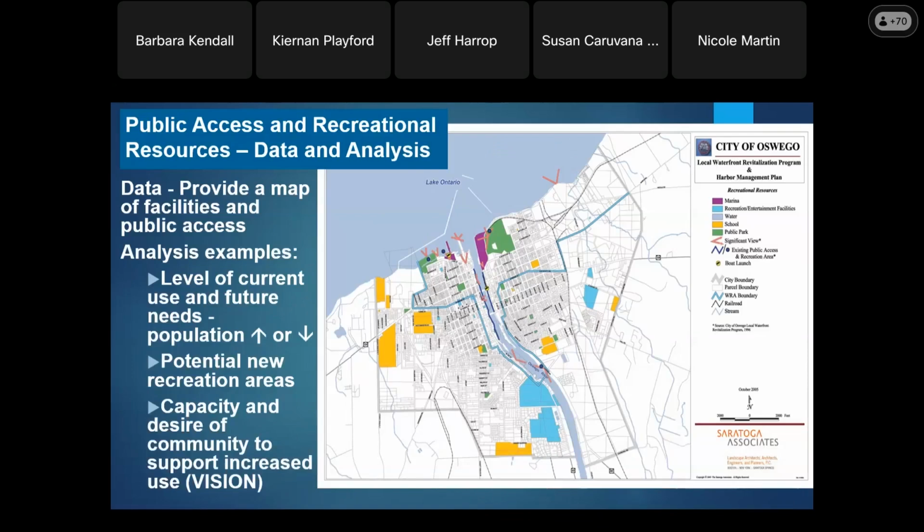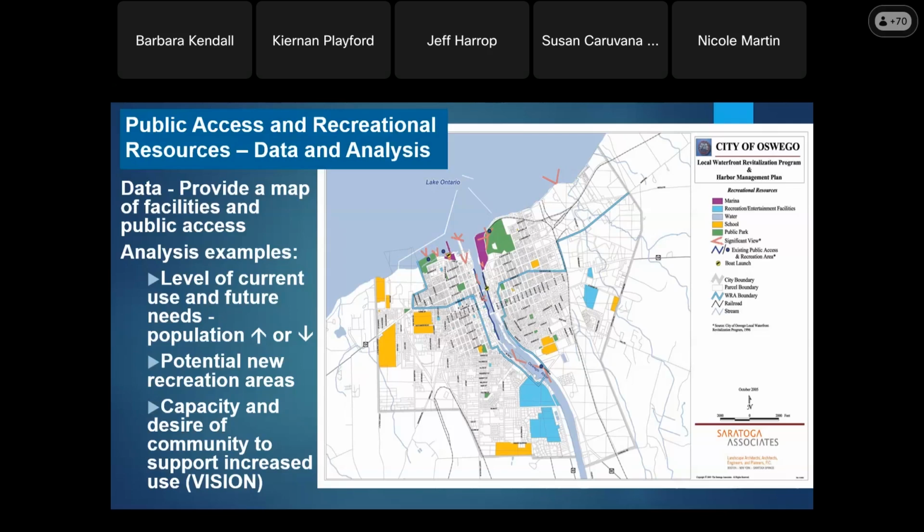Next, you can go further into public access and recreational resources through the data and analysis. Some basic information about existing facilities may be available online for municipal, county, and state-owned facilities. However, direct contact via phone or meetings may be needed to find out who is using the waterfront, what activities are taking place, and what aspects might be changed or improved. A map of public access and recreational facilities should be included. And this slide is an example from the City of Oswego LWRP on Lake Ontario.